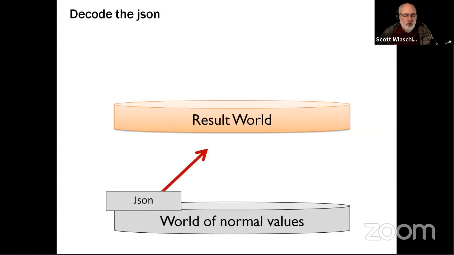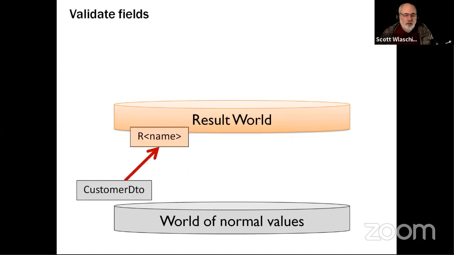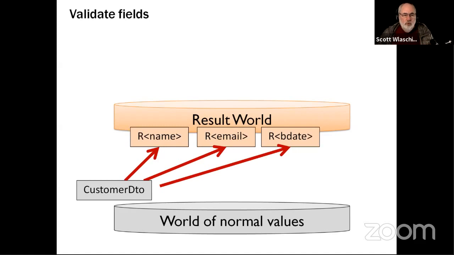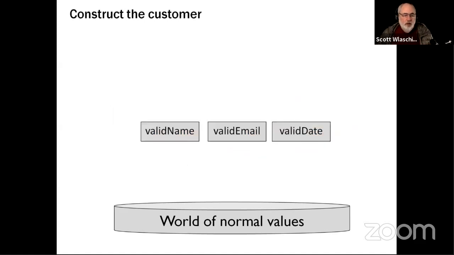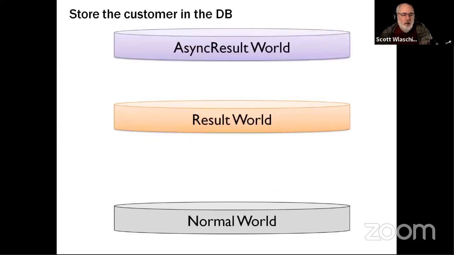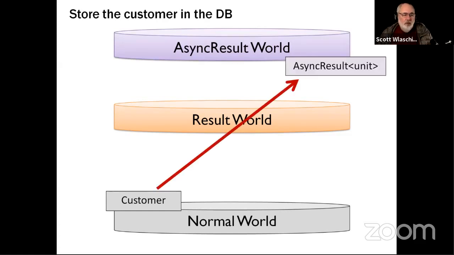Decoding the JSON. Again, the input is just a regular string, but the output could be an error, right? So it's a world crossing function. Validating the individual fields. These are all world crossing functions. Combining the fields into a record, that's just a regular piece of code. There's nothing special there. And then storing the customer in the database. Again, we start with a customer and the output is asynchronous and it might fail. So it's an async result. So let's use our toolkit to fix this up so we can actually work with it.